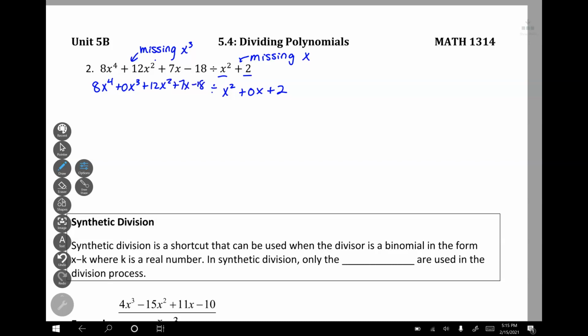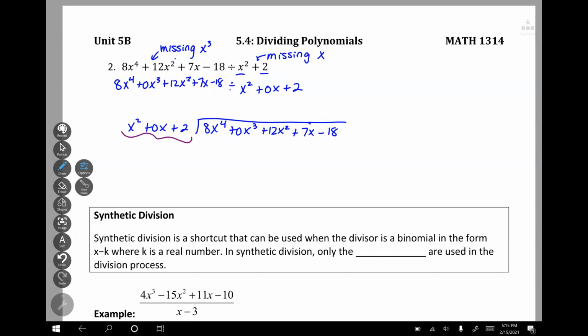So just remember, when you're doing division of any kind, long division or synthetic, what we're about to learn, you need to insert a 0 as a placeholder for any terms that are missing. All right, so let's write this out. We are doing x squared plus 0x plus 2 into 8x to the 4th, 0x cubed, 12x squared, 7x minus 18. All right, I know this one looks longer, probably scarier, but it actually makes it easier having 3 terms here. It makes the problem end faster because we're dividing by a trinomial instead of a binomial, okay? So let's take this one step at a time.